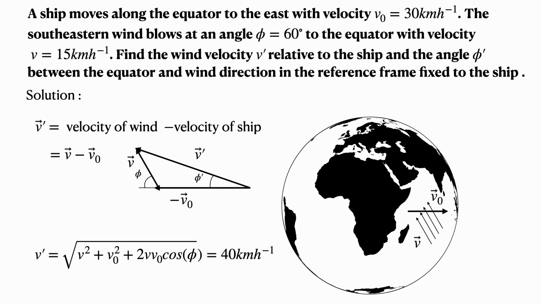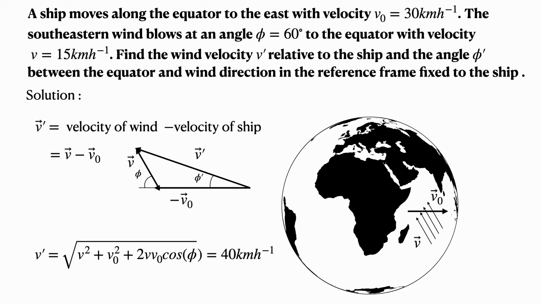A ship moves along the equator to the east with velocity v0 equals 30 km per hour. The southeastern wind blows at an angle phi equals 60 degrees to the equator with velocity v equals 15 km per hour. Find the wind velocity v prime relative to the ship and the angle phi prime between the equator and the wind direction in the reference frame fixed to the ship.